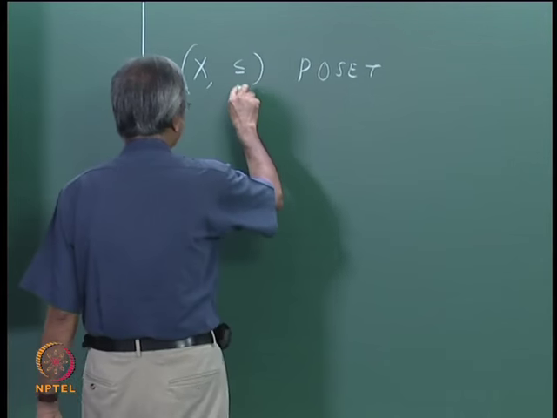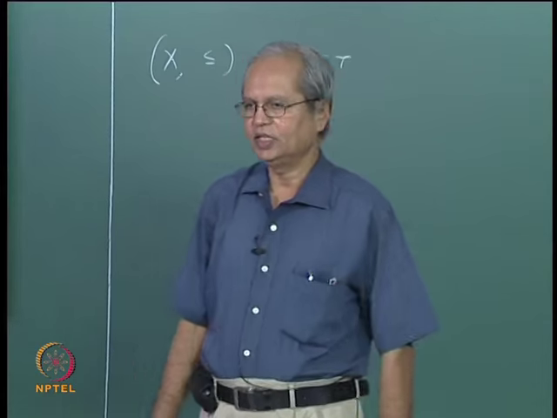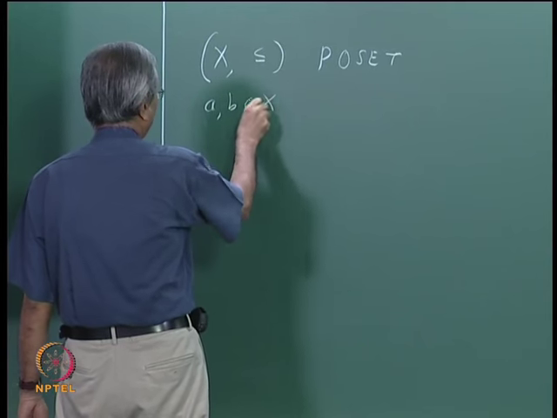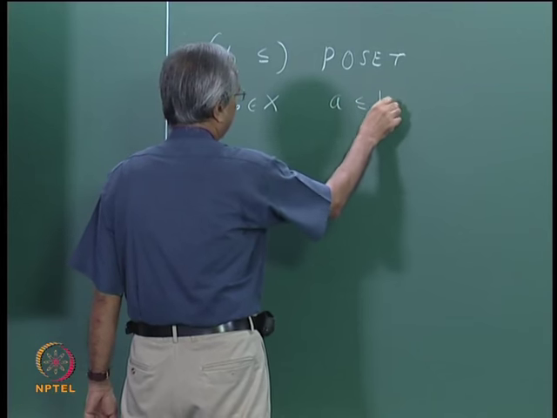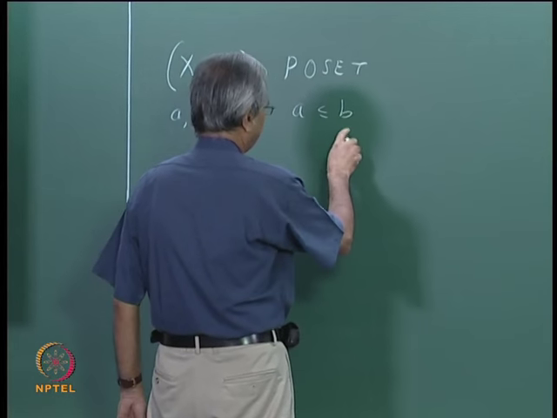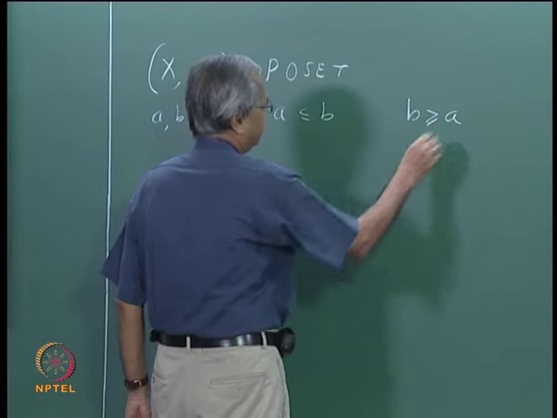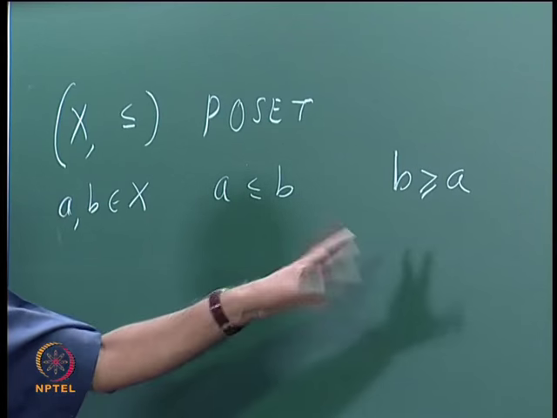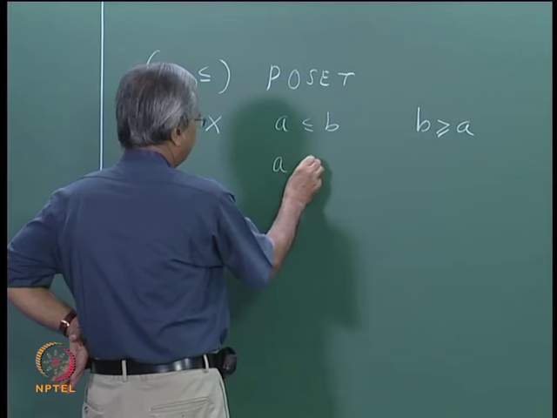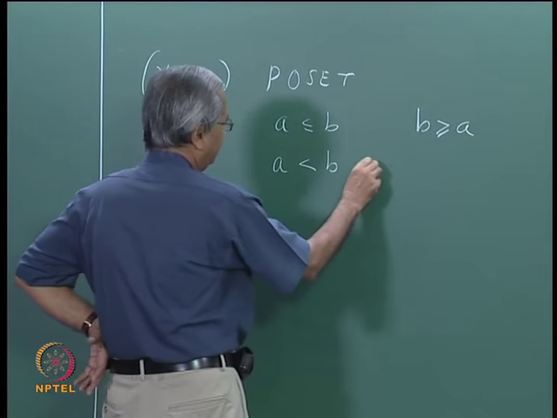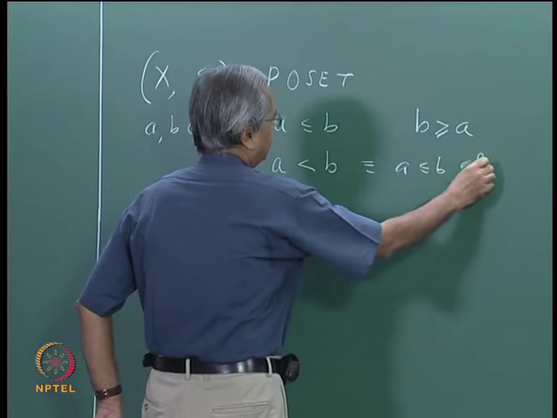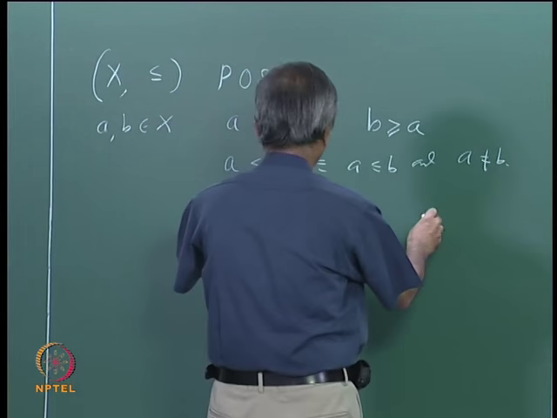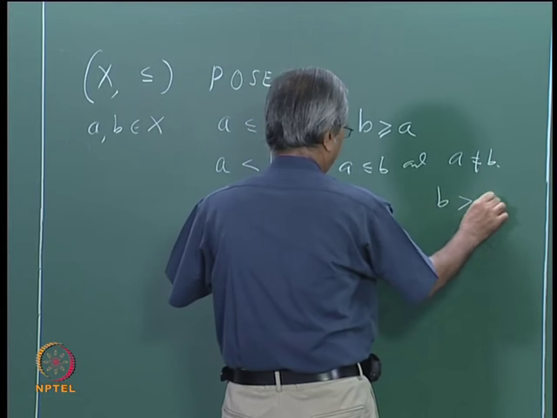We shall also use the usual notations which we use in case of the usual partial order. For example, suppose we have two elements A, B in X, with A less than or equal to B. We can also denote this by B bigger than or equal to A. This is just the reverse partial order. It basically means the same thing, just a different notation. Similarly, A strictly less than B will be A less than or equal to B and A not equal to B, and we can denote this also by B bigger than A.